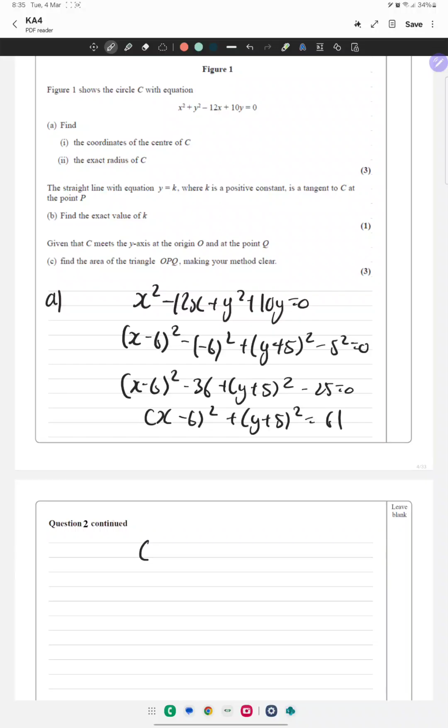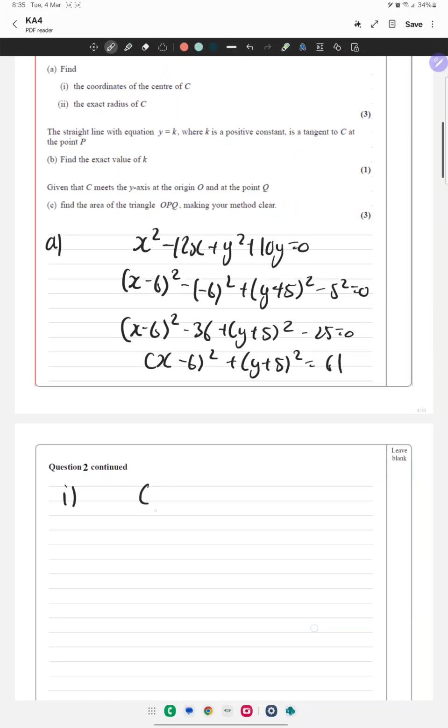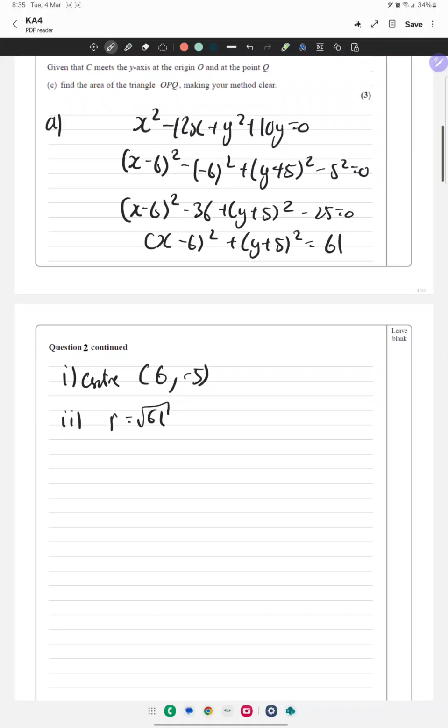So our centre is changing the insides of these brackets up here, and we'll get 6, minus 5 as our centre. Let's label it. And then our radius is going to be the square root of this awful 61. So r is root 61. Okay. Part B.